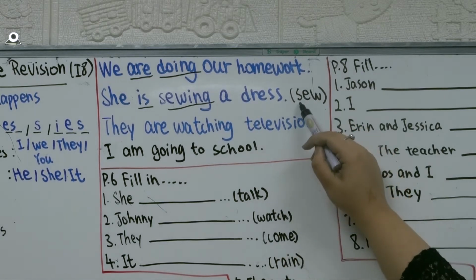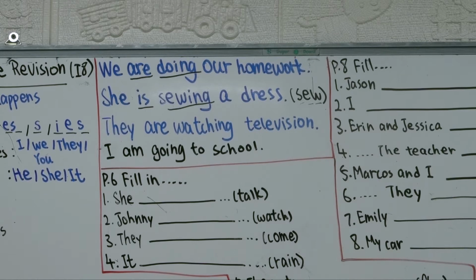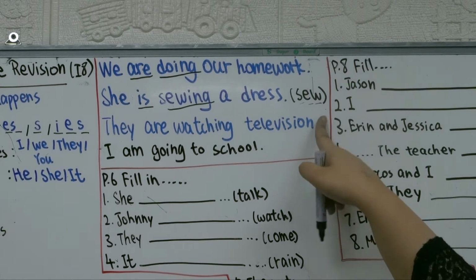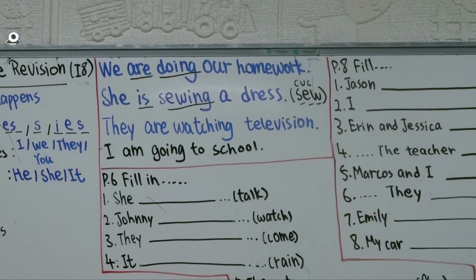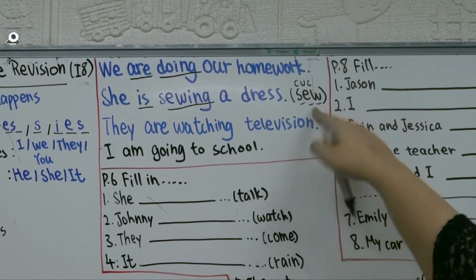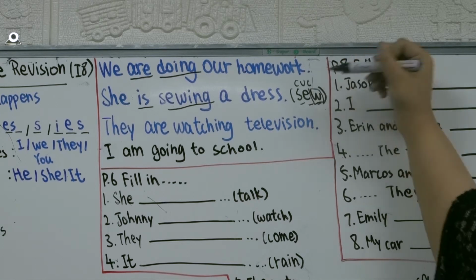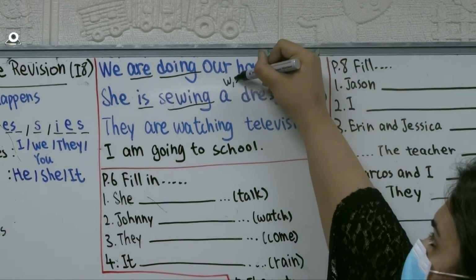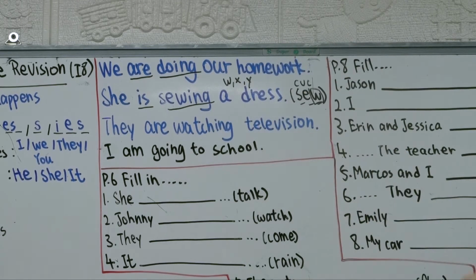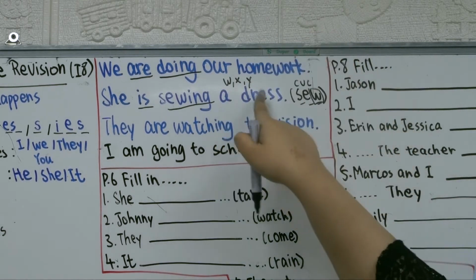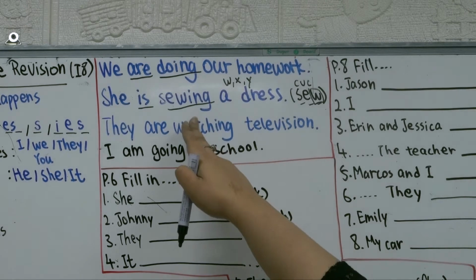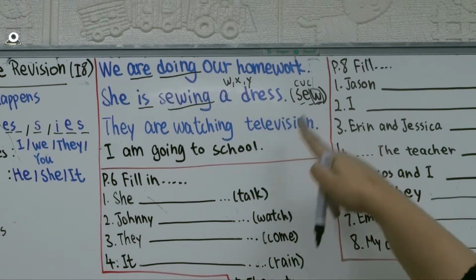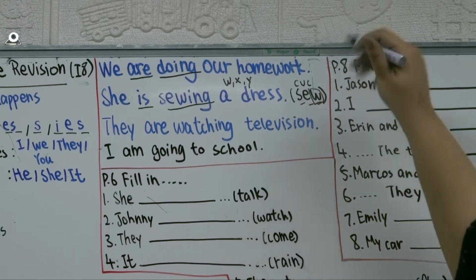Here it's consonant, vowel, consonant. So you may have a doubt in mind: why don't we double the W? Remember, although it is consonant, vowel, consonant, we cannot double the W because this sound can't be doubled. W, X, Y can't be double consonants. Remember that. That is sewing. The stress is not here. Okay?